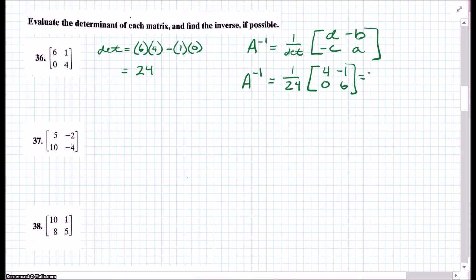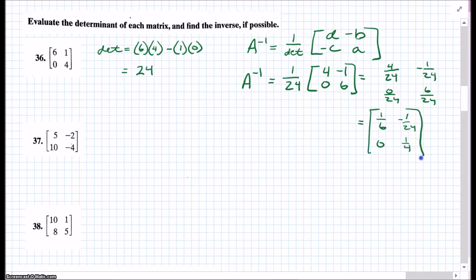So the inverse is going to be, multiply the scalar: 4 over 24, negative 1 over 24, 0 over 24, and 6 over 24. So that's going to reduce and simplify to 1/6, negative 1/24, 0, and 1/4. So there we go. That is the inverse.